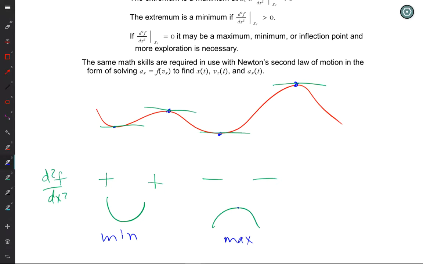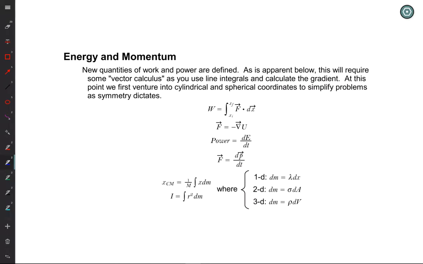If the second derivative is 0, it's going to take a little more work. Second derivative being 0, it could be a local minimum, a local maximum, or it could be an inflection point. Inflection points are places where it goes like this. It's going down on one side and up on the other. Okay, so we'll have that.